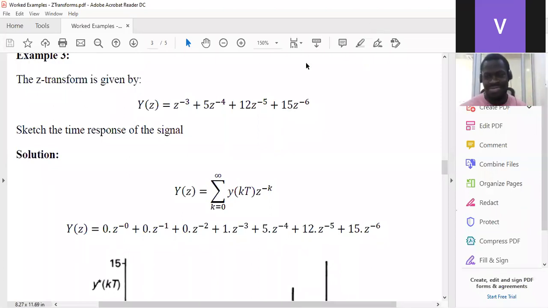So let's move on to example 3. We are asked to sketch this signal, sketch the time response of this signal.